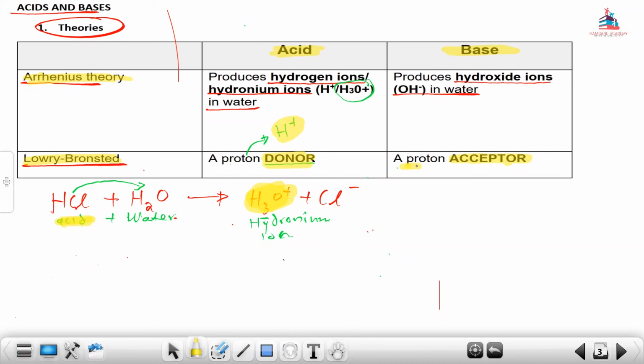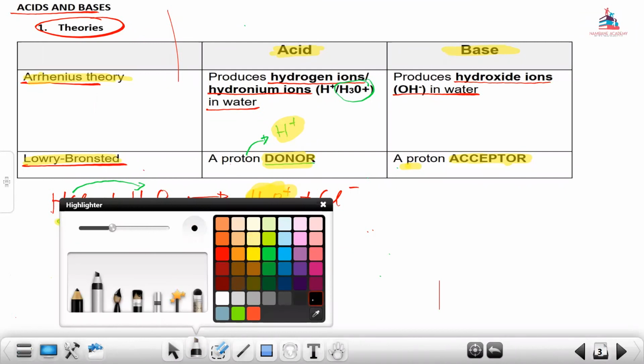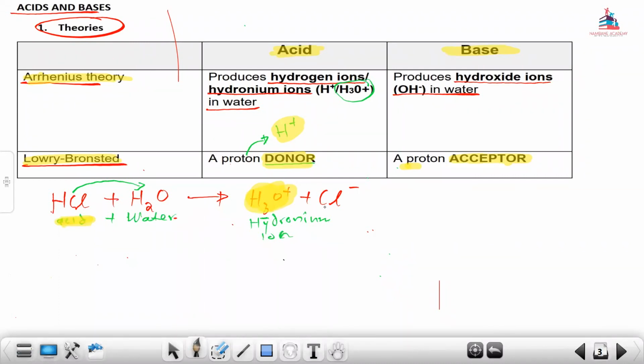So I'm going now to explain the issue of a base. They say here, according to Arrhenius, a base is a substance that produces hydroxide ions in water, and then, according to Lowry-Bronsted, a proton acceptor. So I'm trying to see how best I can assist you here and show you how we say this one is going to produce a hydroxide ion.